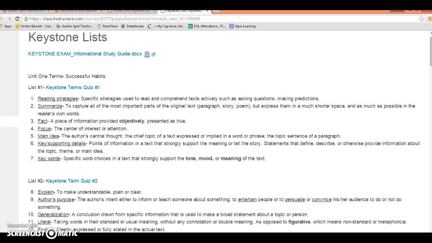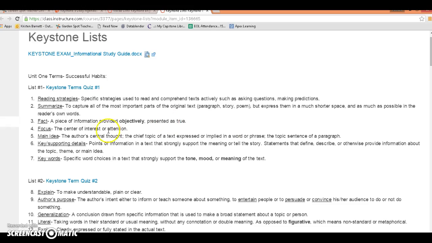And then key details are the details that are important to understanding the main idea, and the supporting details are details that are important to understanding what the key details mean. So it's like a hierarchy. You have main idea, and underneath that you have the key details, and underneath that you have the supporting details. And keywords are kind of like details, but they're specific words that are important to the meaning or the tone or the mood of the text. Specific word choices that affect what you're reading and how you're reading it.